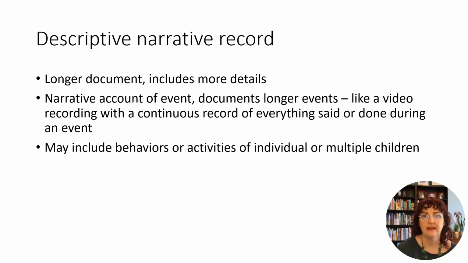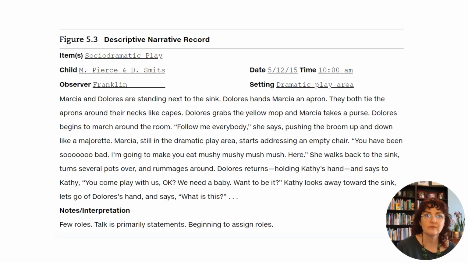Descriptive and narrative records are longer and include more detail. It's to document longer events. It's like a video recording with a continuous record of everything that's said or done during an event, and it may include the behaviors or activities of an individual or multiple children. Typically, the only time you would record something like this is if you were trying to gather data on a particular child to figure out what was going on. So this is a running record of everything that happened.